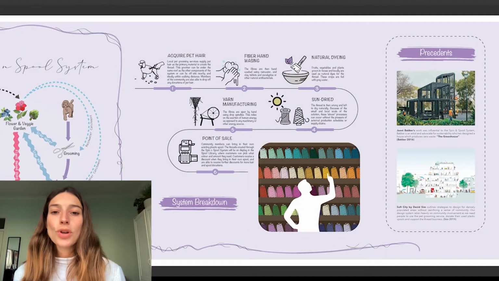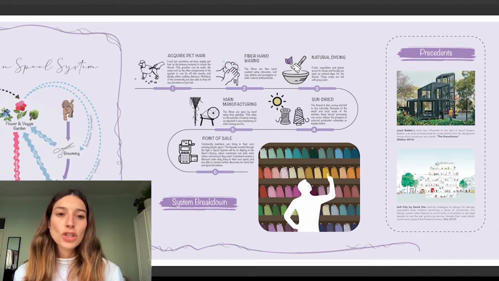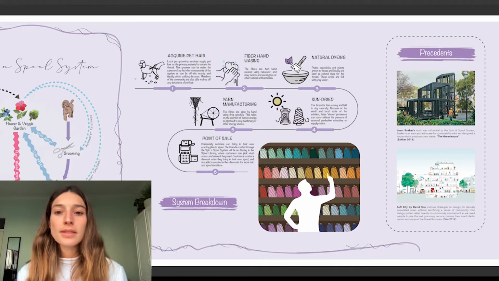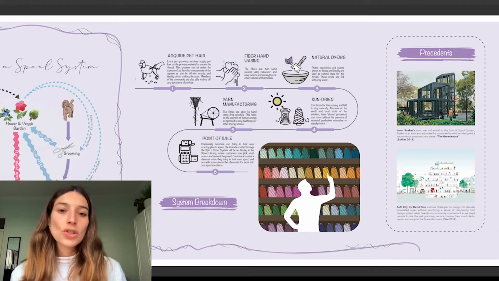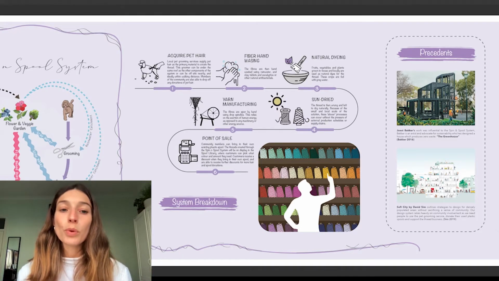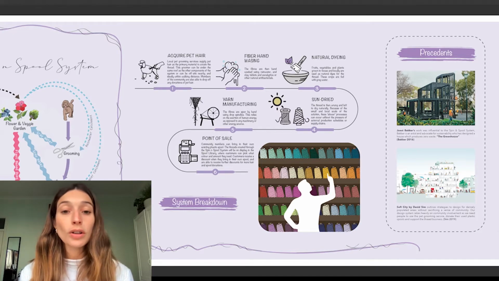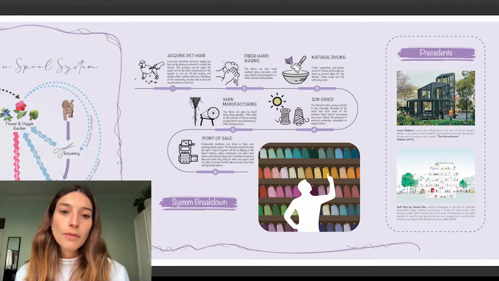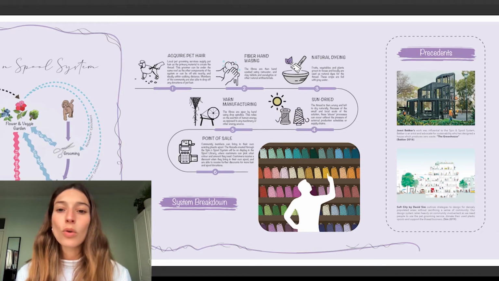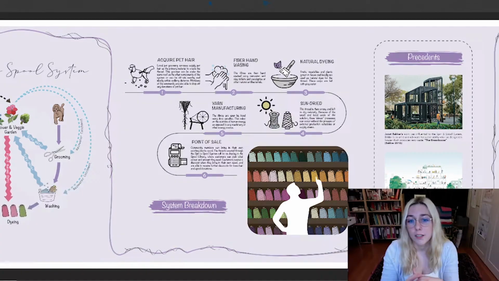So this graphic shows how the spin and spool system works step by step. This has 6 stages, starting with the acquired pet hair, the fibre to be used, followed by the fibre hand washing, natural dyeing, sun-dried, yarn manufacturing, which includes the spinning process, and this ends by taking it to the point of sale. This final illustration shows how the service of the store would work, where the customer can choose the color and the quantity, thus avoiding buying more than the necessary material or packs with colors that are not needed.